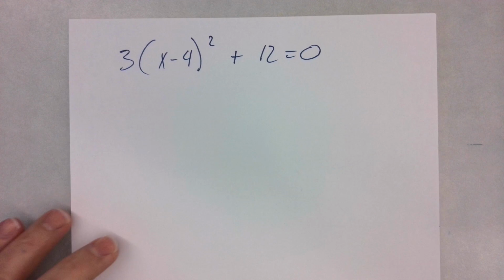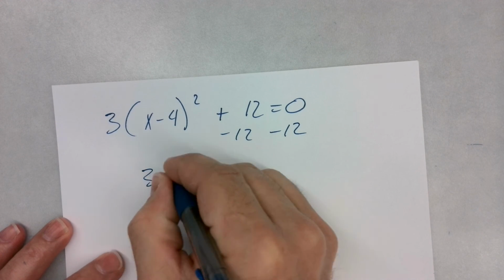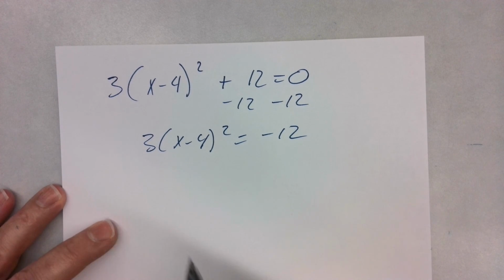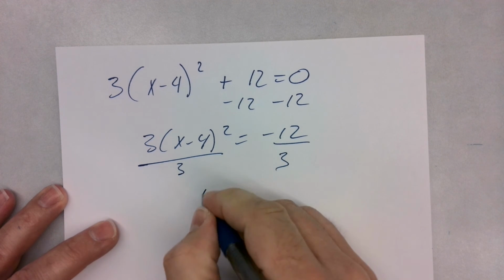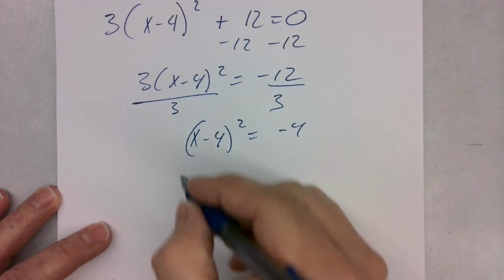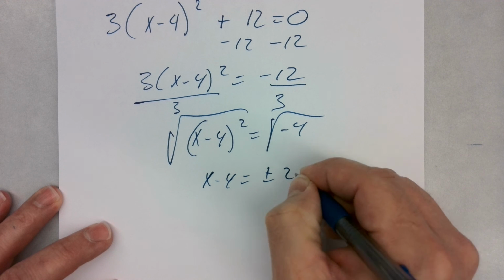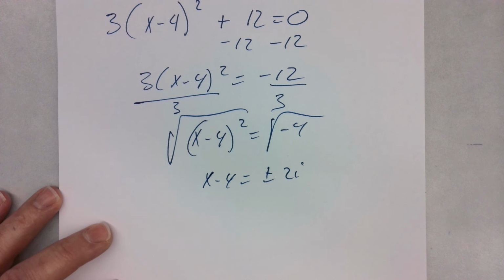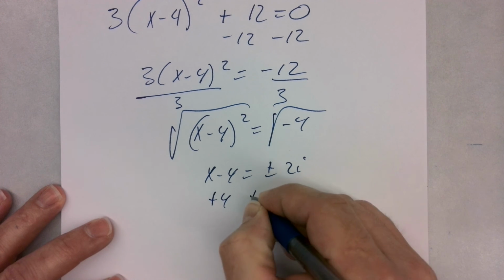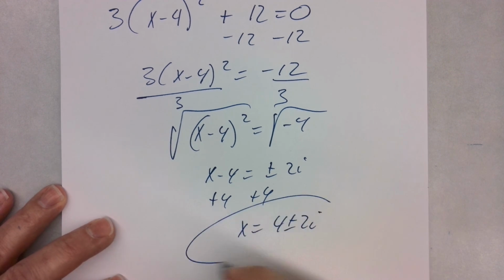What do you got? So I started by subtracting 12 from both sides. Okay. And then I divided 3 off both sides. And then I square rooted both sides and got x minus 4 equals plus or minus 2i. So she went right to the simplification, right? You can do that. Okay, then. And then I added 4 to both sides and got x equals 4 plus or minus 2i. Right? Yeah. Get to it.